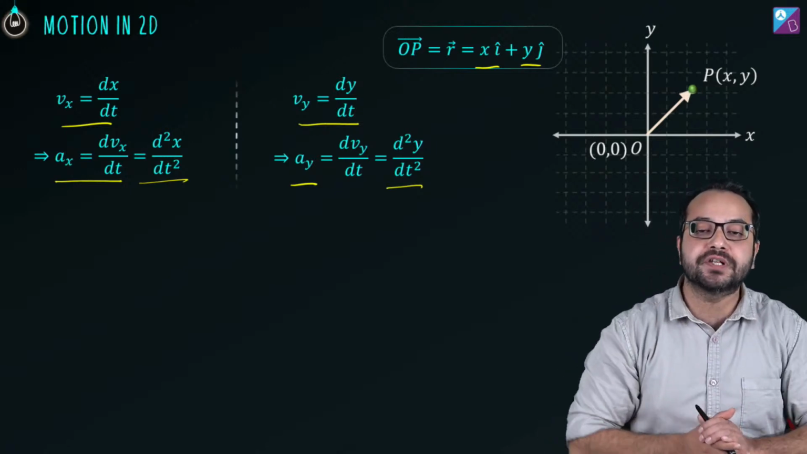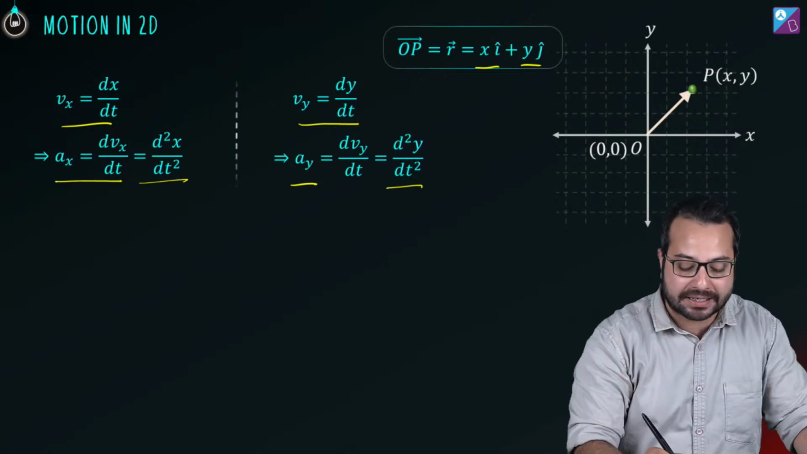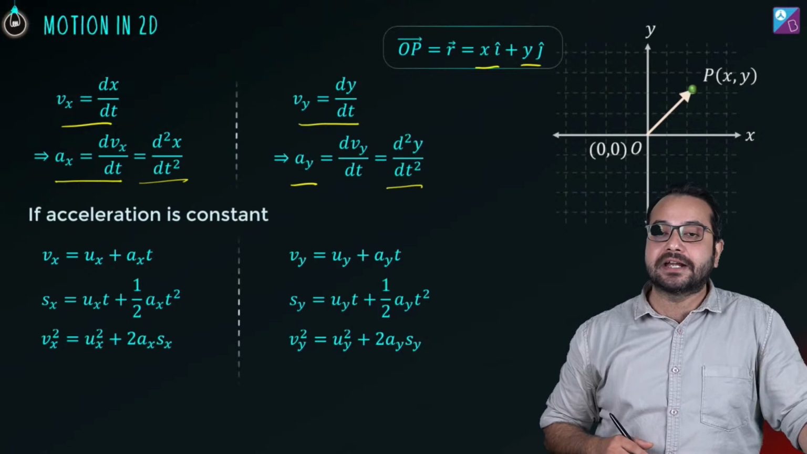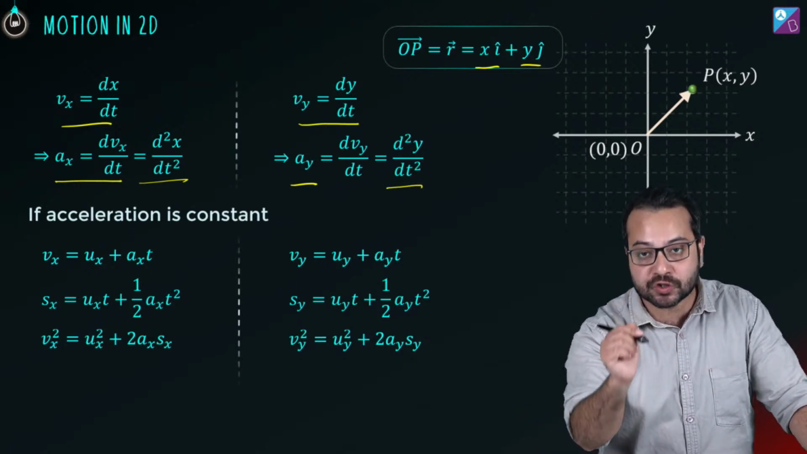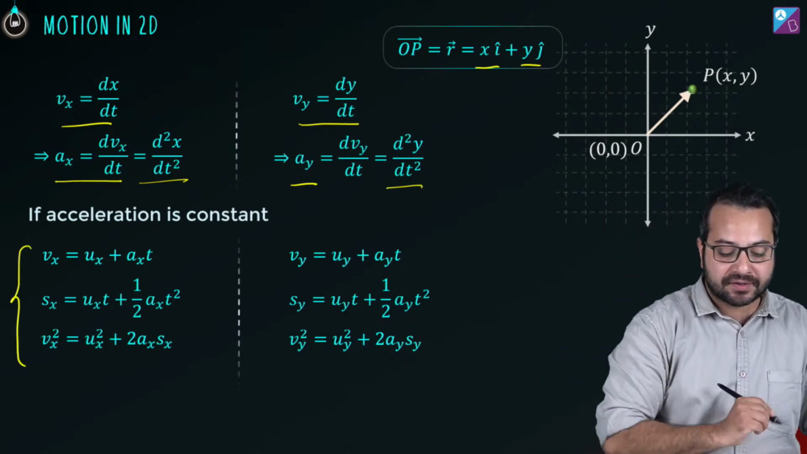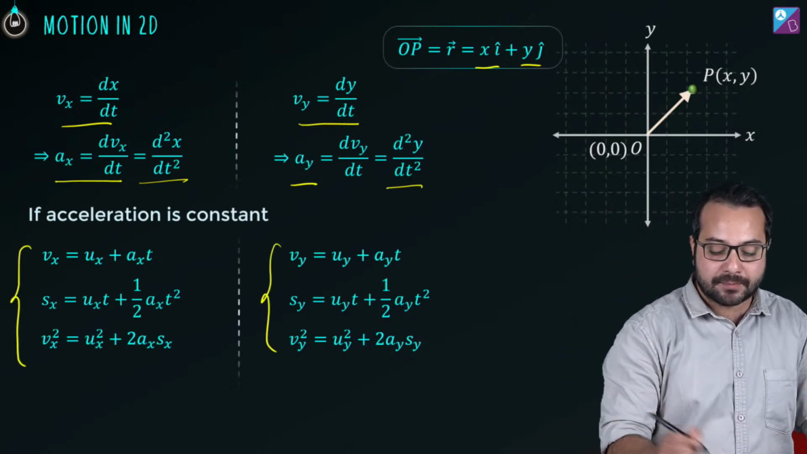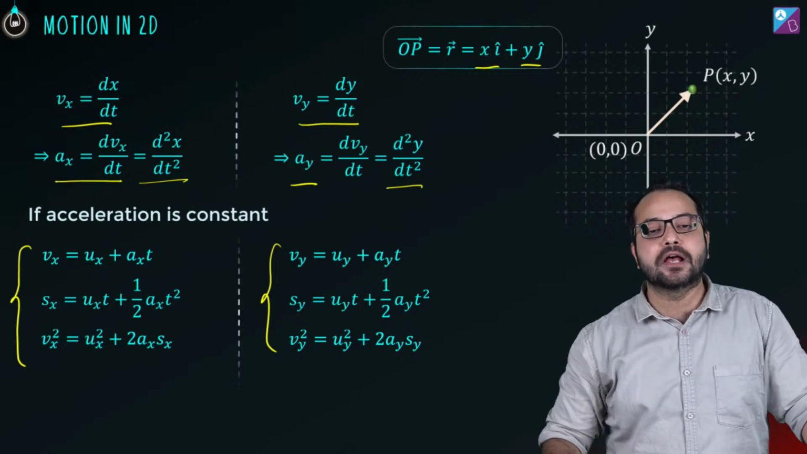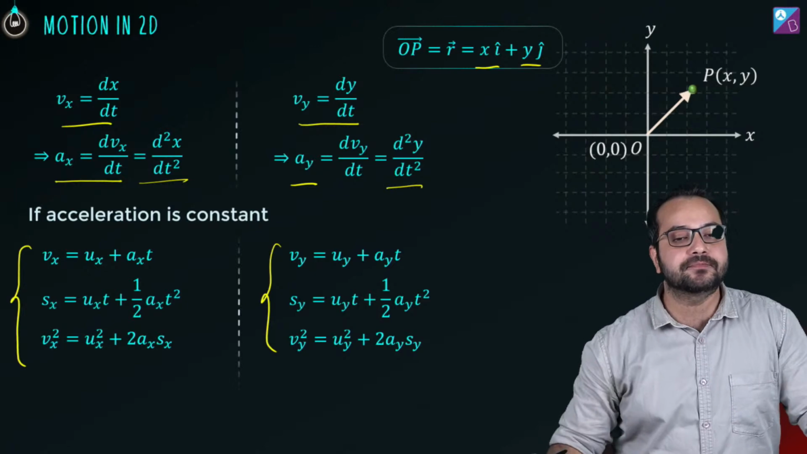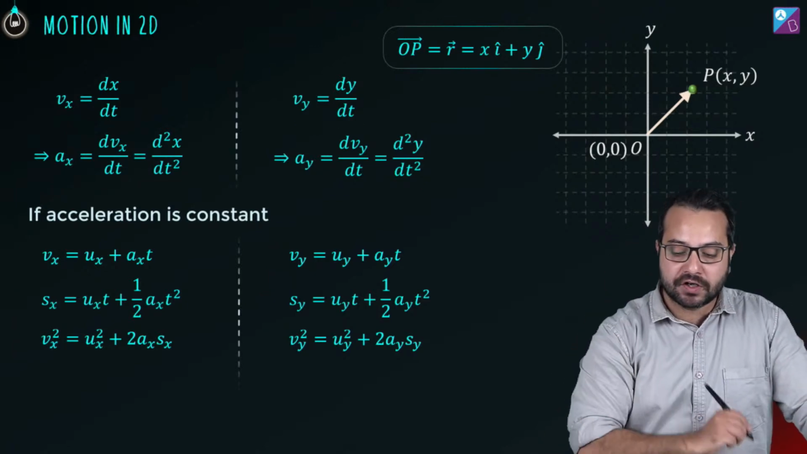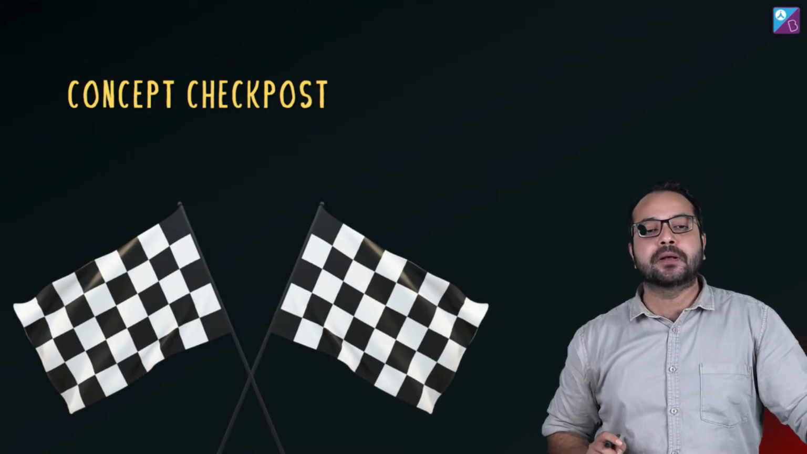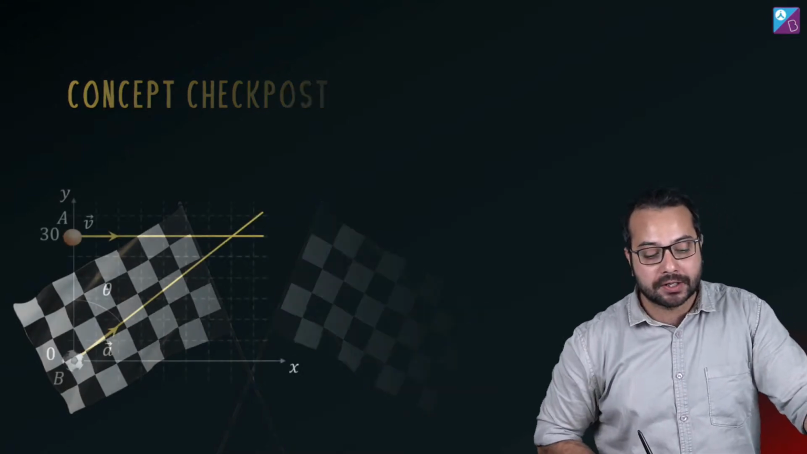So all we have to do is solve them separately. Now in case the acceleration becomes constant, then we can use the equations of motion which we learnt in one dimension separately for the x-axis motion and separately for the y-axis motion. That's all we have to look at. Is that correct? Okay, so let's solve a concept check question. Let's see if you can apply this concept correctly or not.